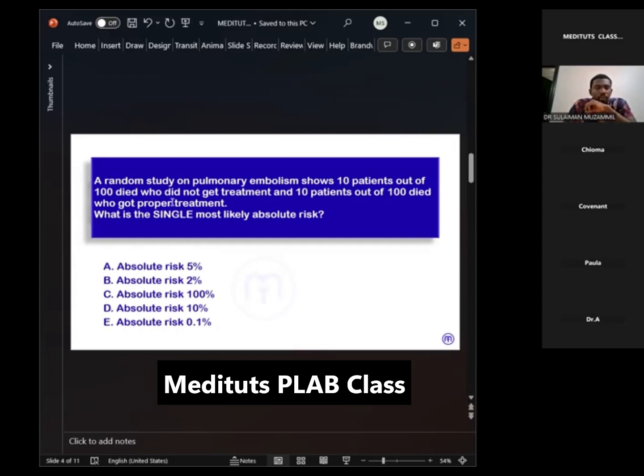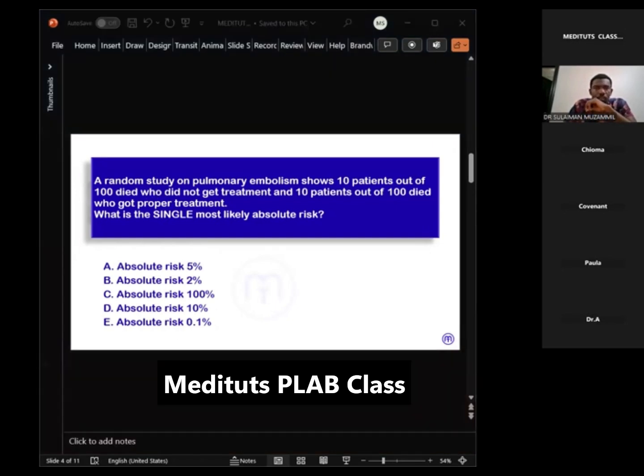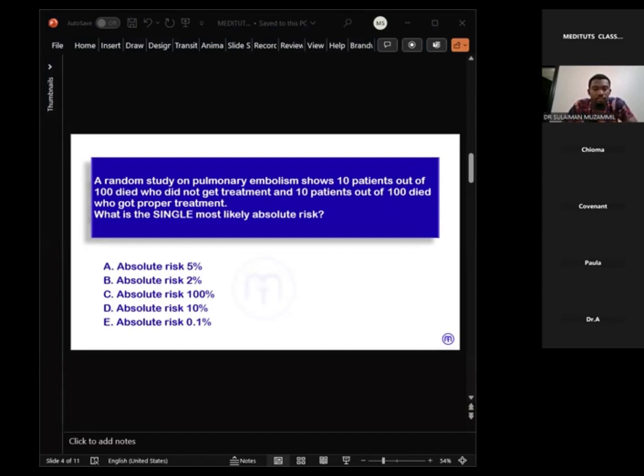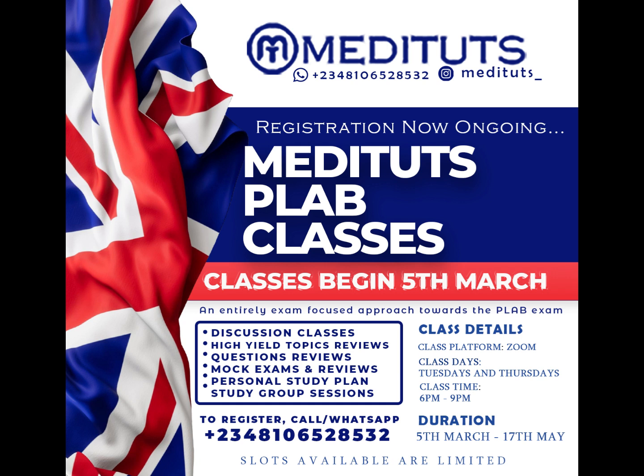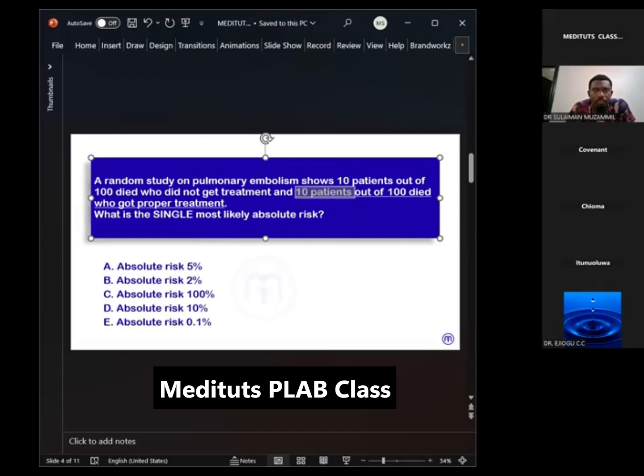So if we look at the question, it is telling us that people who got treatment, there were 100 in total, right? And then people who did not get treatment, they were 100 also in total. Is that correct? Yes, it is. Okay. So in each group of people, both that is... Yes, it's as simple as that.